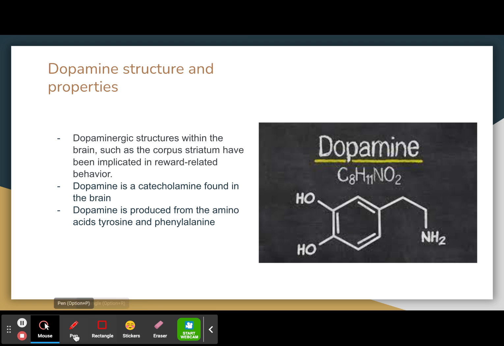Everywhere that is not marked on the dopamine molecule, such as here, here, and here, are carbon atoms. And since there are only three bonds, hydrogen is present as well. Dopamine is produced from the amino acids tyrosine and phenylalanine.